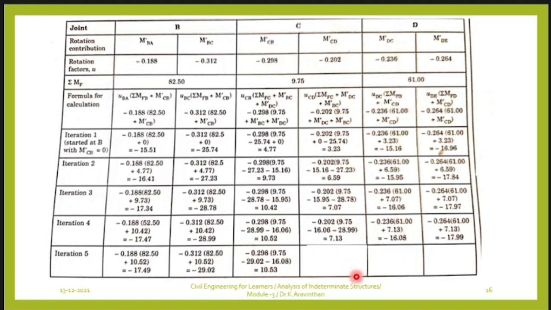What is the next value? M dash CD 9.75 and minus 29.02 minus 16.08 into 0.202, 7.14, 16.08 and 17.99. Now you can stop with this iteration and you can do another iteration if you need more accuracy, but I am stopping with 1 degree of accuracy.